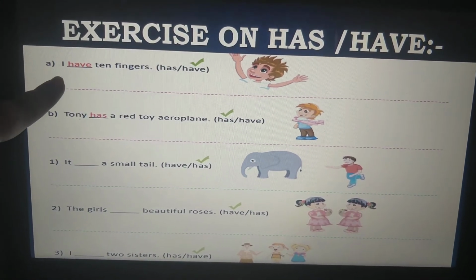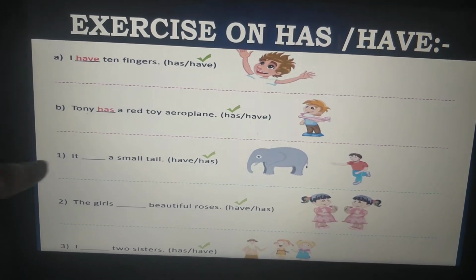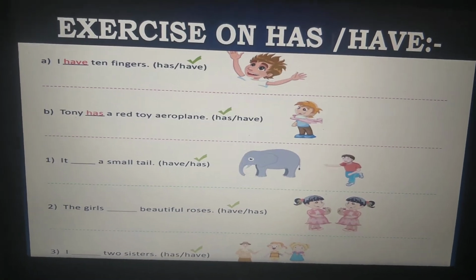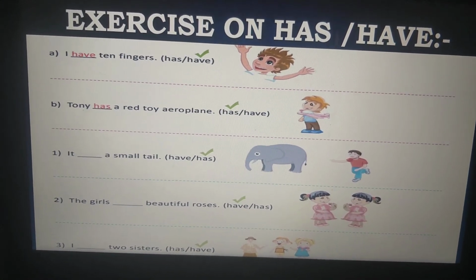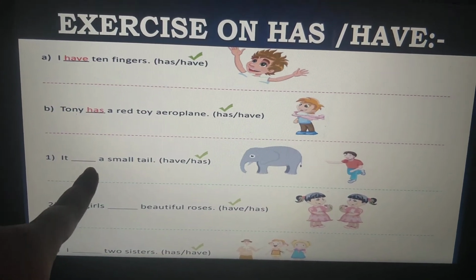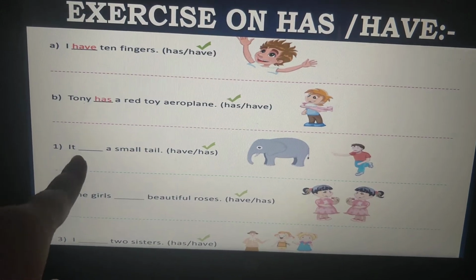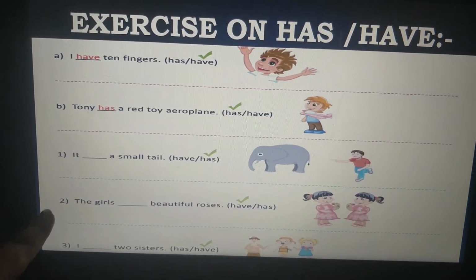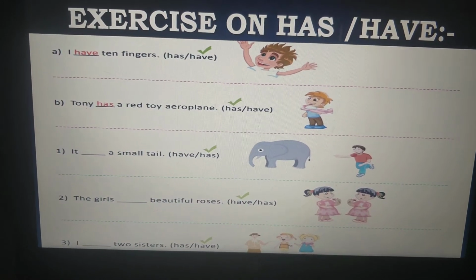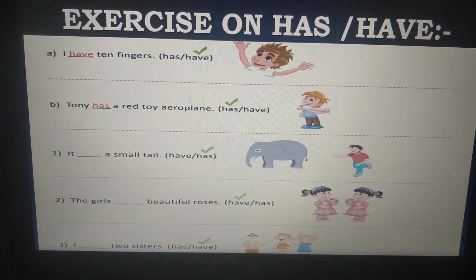With I, we always make use of have. B, Tony has a red aeroplane. Tony is one boy. You can also say he has a red toy aeroplane. And here number one, it dash a small tail. It is one. So it has a small tail. Second, the girls. Girls refers to more than one. So the girls have beautiful roses.